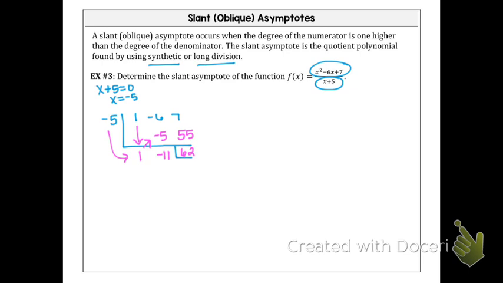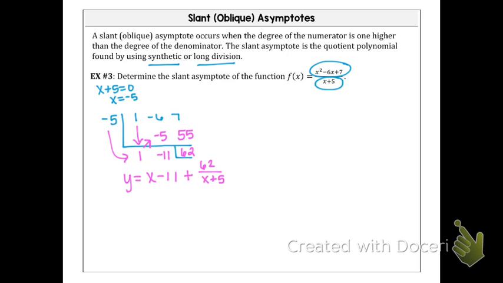And I got 62 as a remainder. All right, so my answer here then is y equals, we started out with x squared, so our answer is going to start with x, so 1x minus 11, and technically we would say plus our remainder over what we divided by, which is the x plus 5.